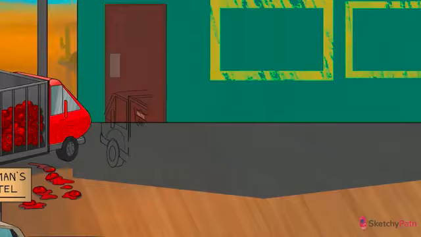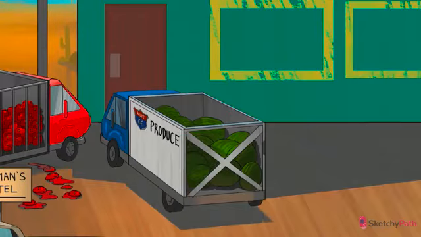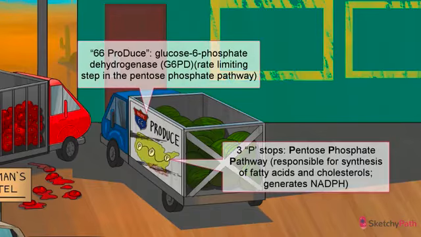All right, where were we? Glucose 6-phosphate dehydrogenase, abbreviated G6PD, is the rate-limiting enzyme in the pentose phosphate pathway. So on the side of the truck, you'll see Route 66 produce for G6PD, as well as a map with 3 stops along the route. 3 Ps for pentose phosphate pathway.